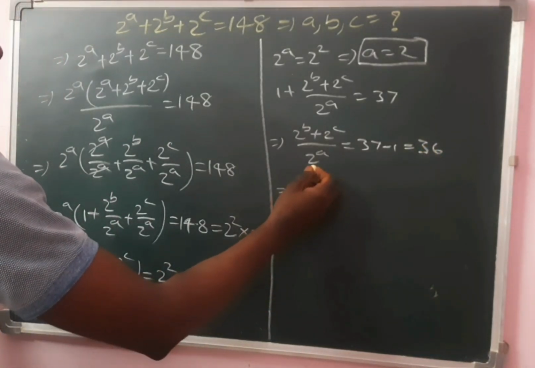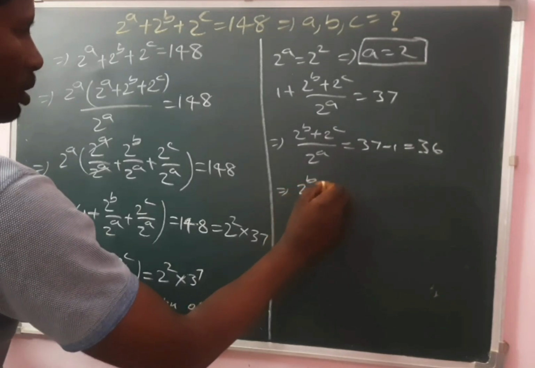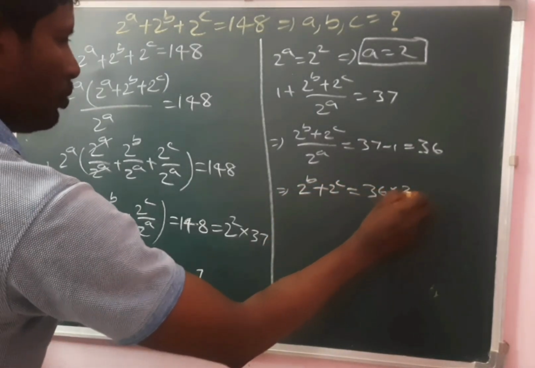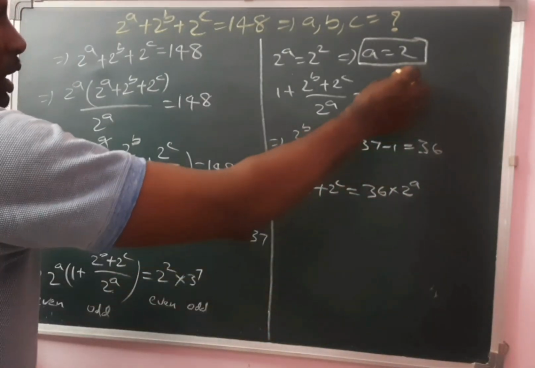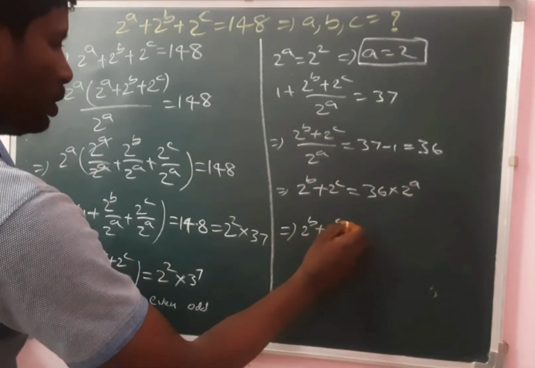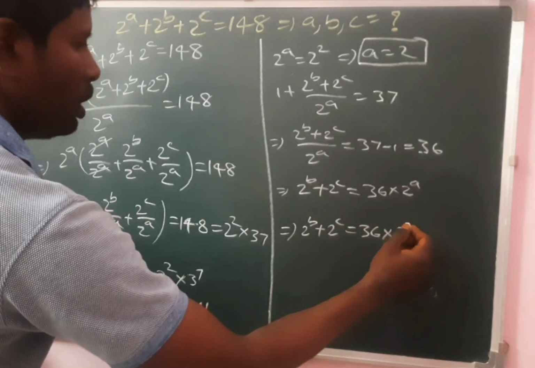సో ఇప్పుడు ఇక్కడ 2 to the power of a డివైడ్ చేస్తుంది, అటు వెళ్తే మల్టిప్లై చేస్తుంది. సో 2 to the power of b plus 2 to the power of c equals to 36 into 2 to the power of a. కానీ ఇక్కడ a అంటే మనకు 2 కదా. సో 2 to the power of b plus 2 to the power of c equals to 36 into 2 to the power of a అంటే 2 square.